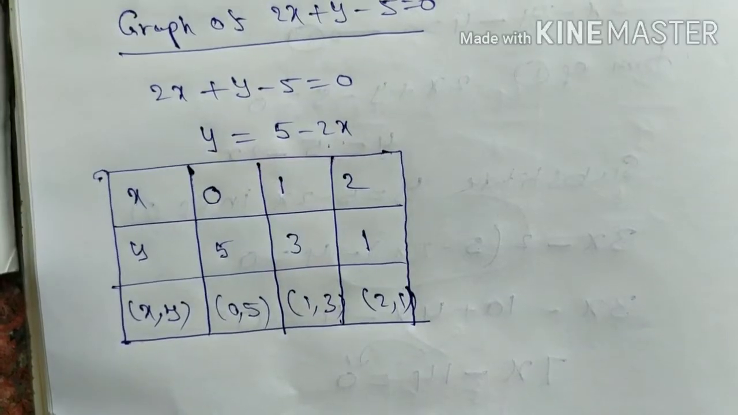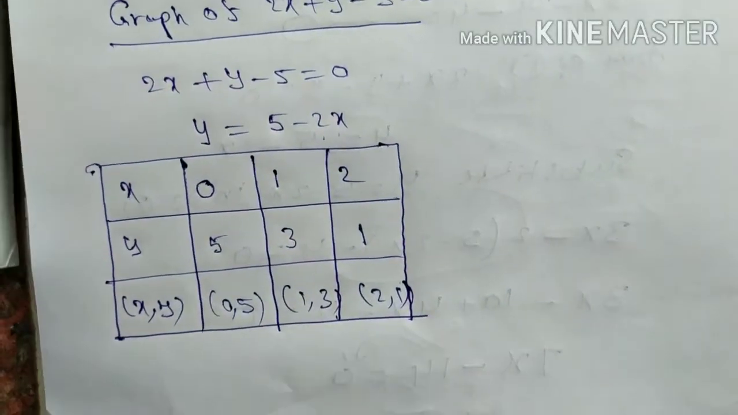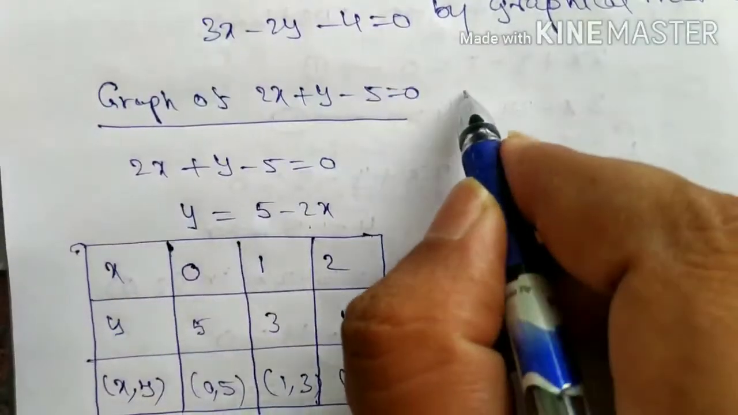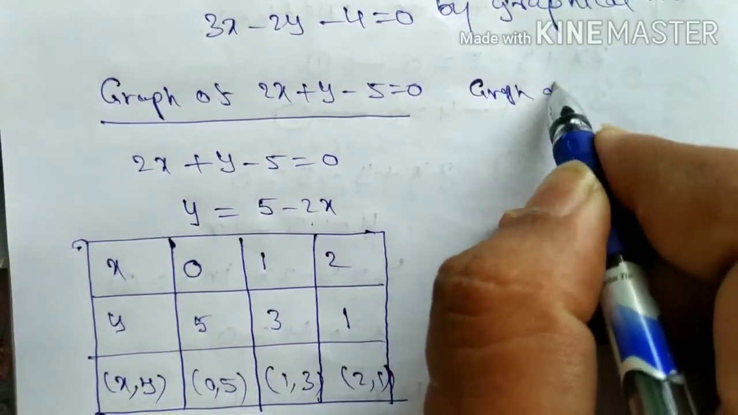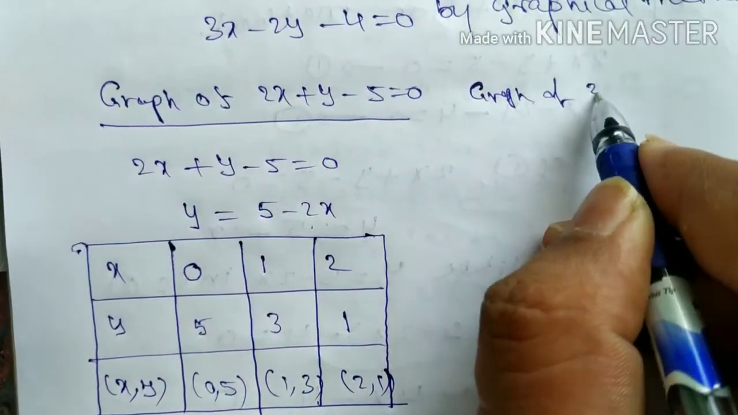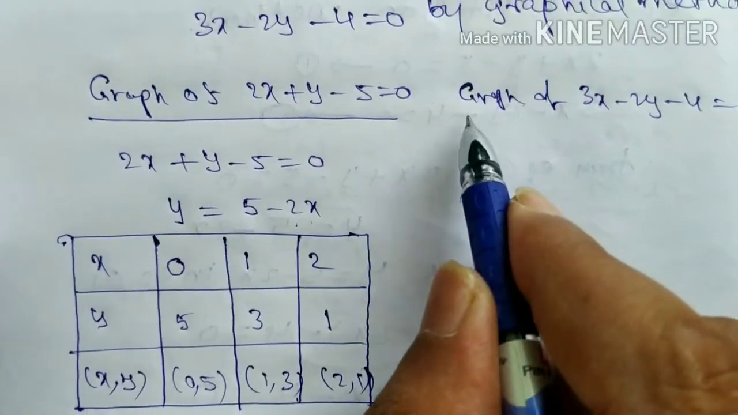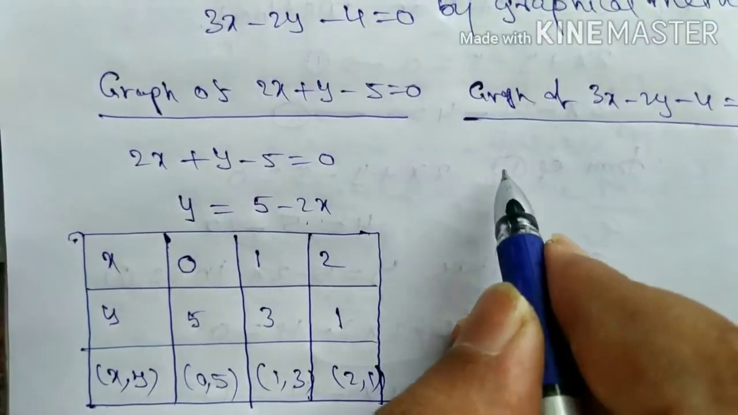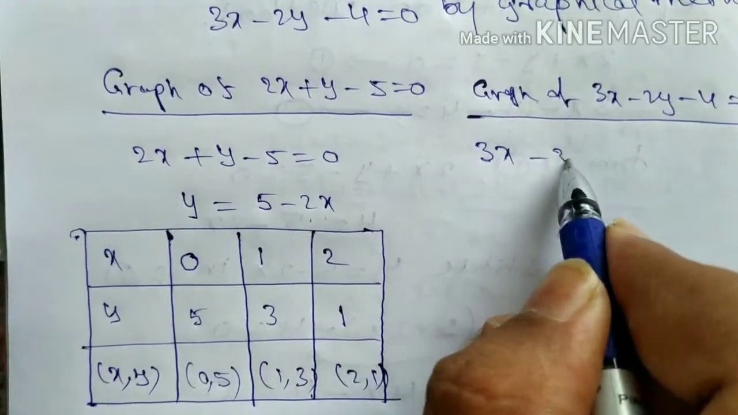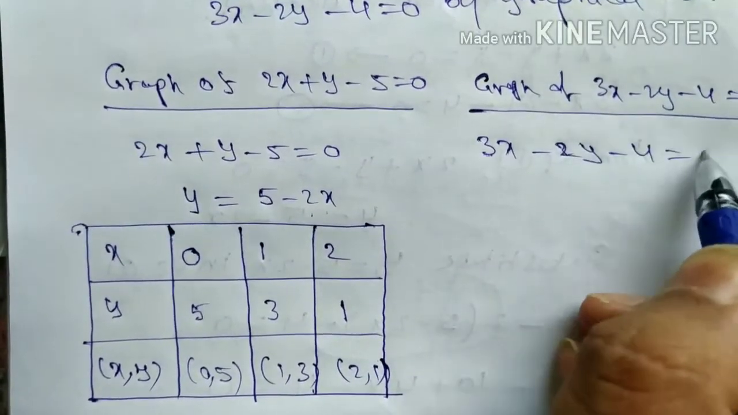So this is the table for 2x plus y minus 5 is equal to 0. Next, the graph of the second equation, 3x minus 2y minus 4 is equal to 0. This is the second equation. So first, that equation, 3x minus 2y minus 4 is equal to 0.